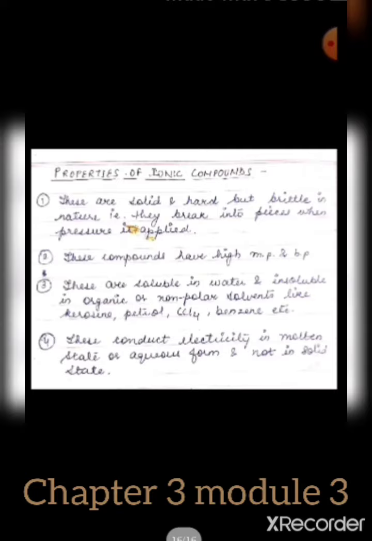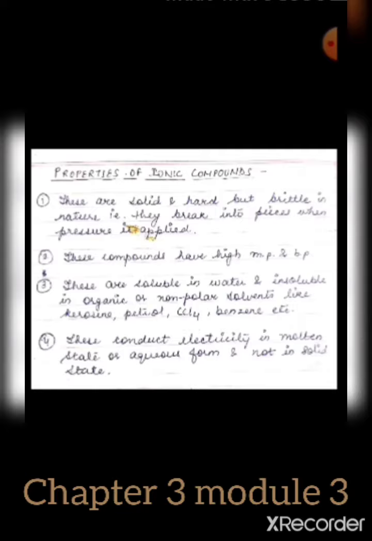Now let's discuss the properties of ionic compounds. First property is that these are solid and hard but brittle in nature. They break into pieces when pressure is applied. That means ionic compounds are solid and hard, but when force is applied on them, they can break into pieces, so they are brittle. Second, these compounds have high melting and boiling points. The high melting and boiling point is due to the electrostatic force of attraction between the cation and anion.